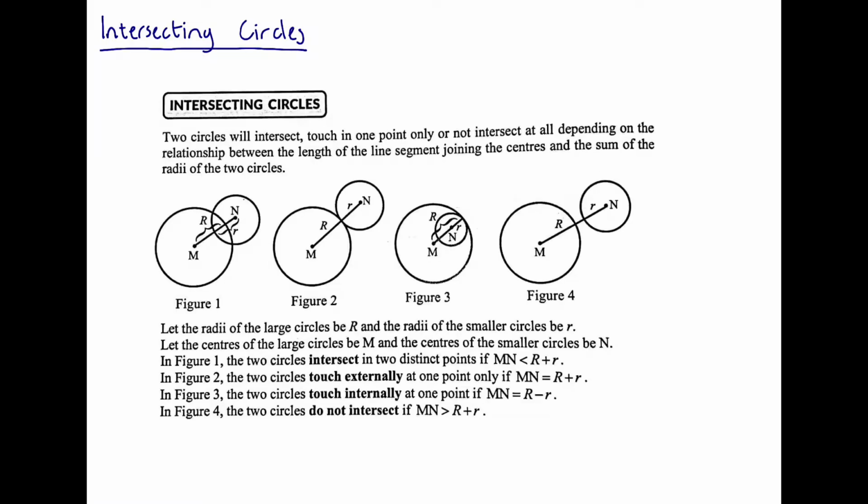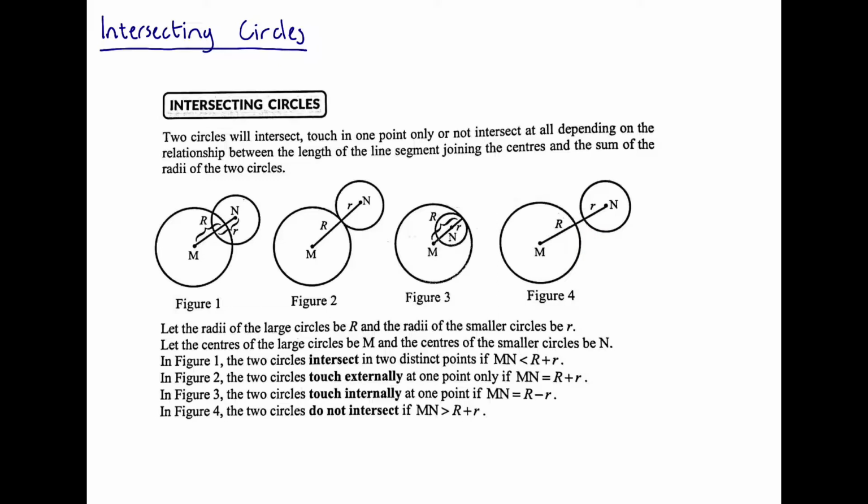Alright, so intersecting circles. If you want to follow in your textbook, we're on page 293, middle of page 293. As you can see from these diagrams, we have different ways that circles can intersect. In the first figure, the circles are intersecting at two different points. In figure 2, they're only intersecting at one point. In figure 3, they're touching at one point as well, except the smaller circle is inside the bigger circle, as opposed to outside it like in figure 2. And lastly, in figure 4, the circles do not intersect each other at all.